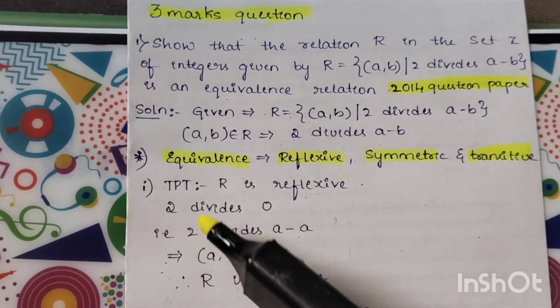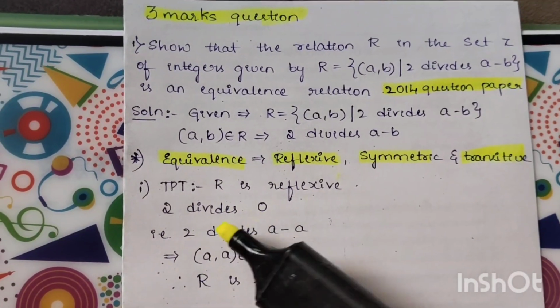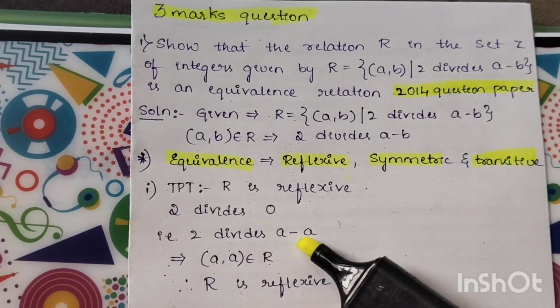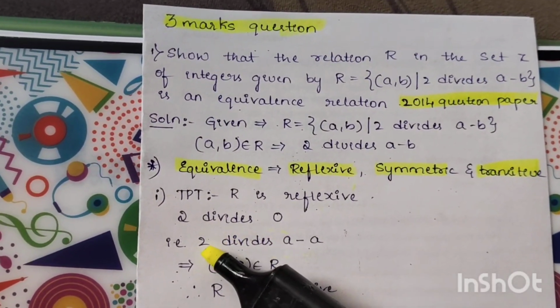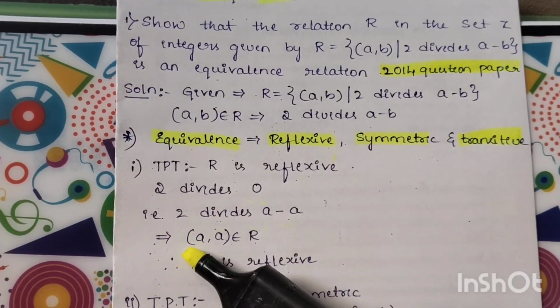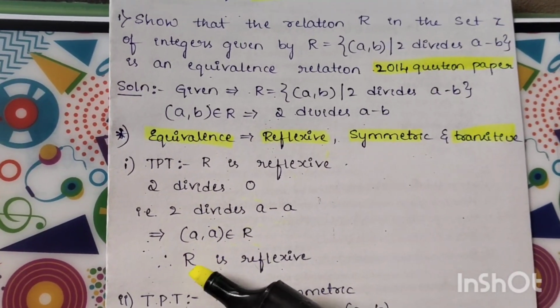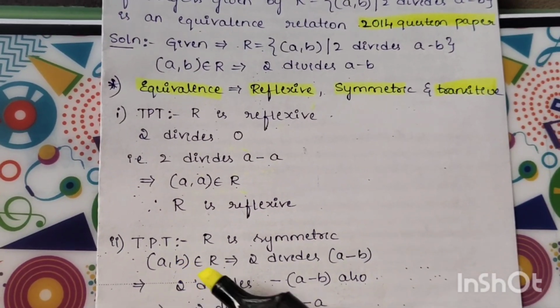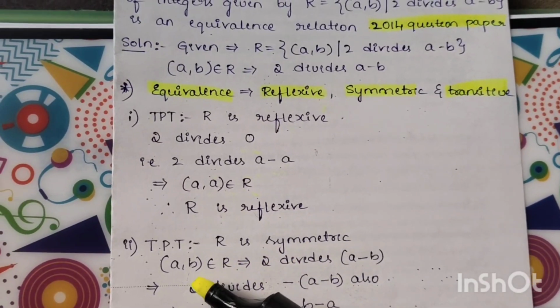R is reflexive if 2 divides 0, that is, 2 divides a - a. a - a is 0. So 2 divides a - a. Therefore, by definition of reflexive, (a, a) belongs to R. Therefore, R is reflexive.